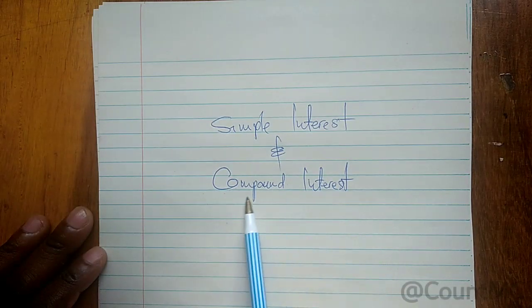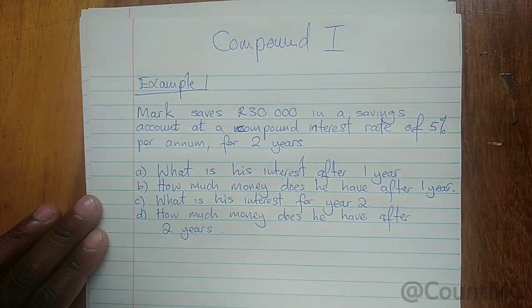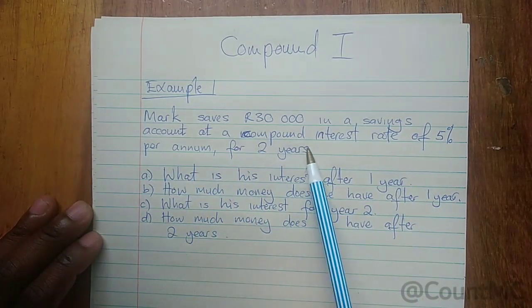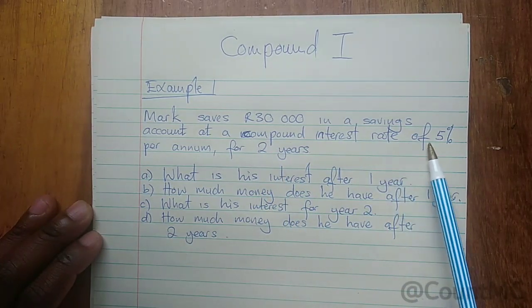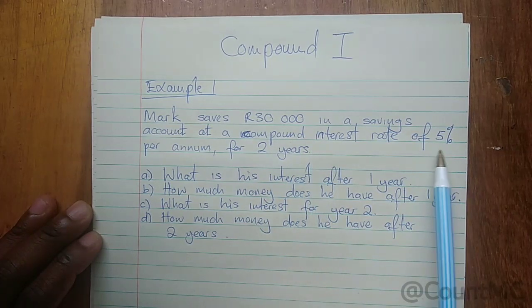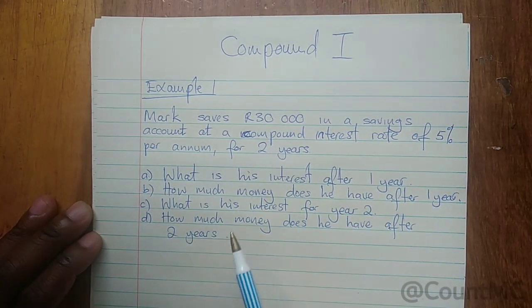Let us conclude with compound interest. Now in compound interest, when you calculate your total amount for year 1, that amount will be your principal for year 2. And the total amount for year 2 will be your principal for year 3. Example 1. Mark saves 30,000 rands in a savings account at a compound interest rate of 5%. Take note, compound, 5% per annum for 2 years.